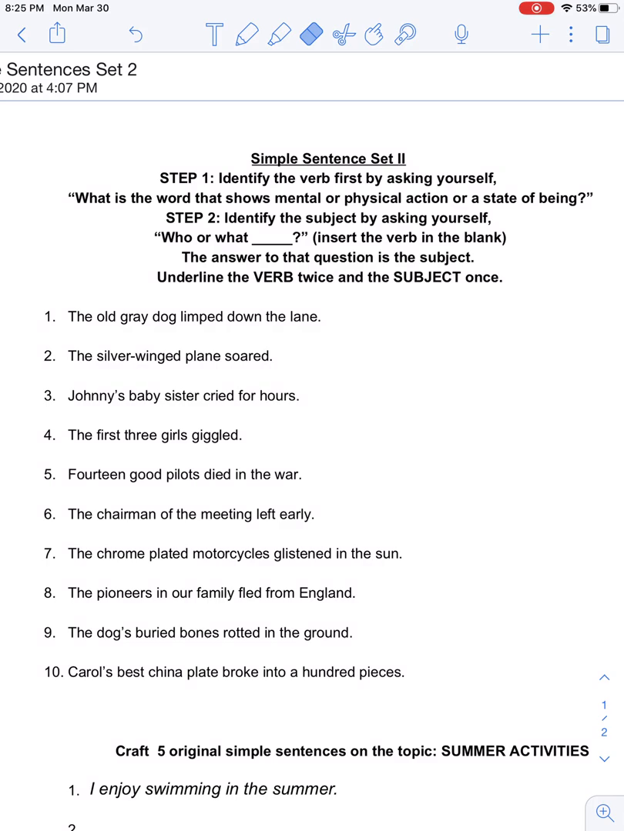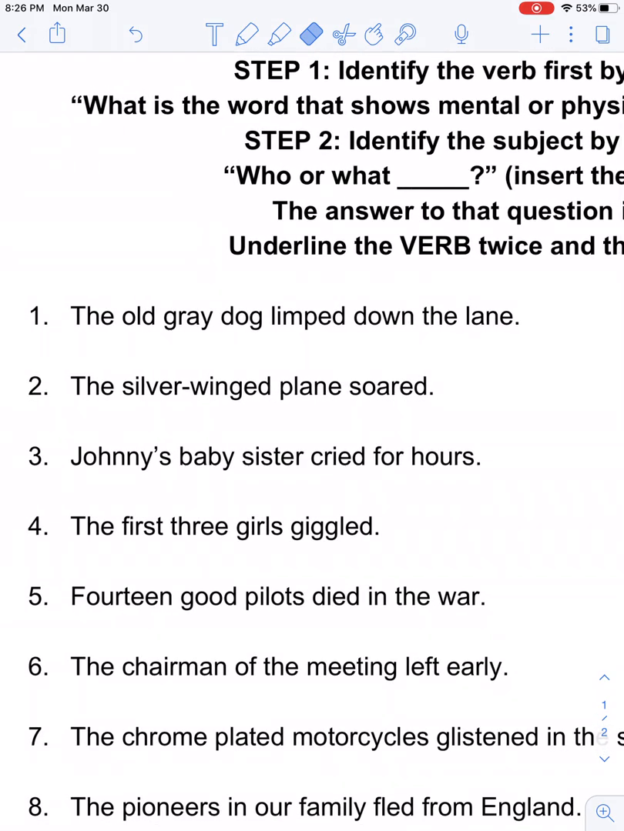Our first sentence is an example of a sentence that has a noun phrase. The noun phrase is also known as the complete subject, and I'm going to show you what I mean as I do the identification. The first sentence we're going to go over is an easy one to use the identification process because it has an action verb, and those are the easiest to spot. I did see some people were having a difficult time with linking verbs yesterday. So let's go back to sentence number 1. It says, the old gray dog limped down the lane.